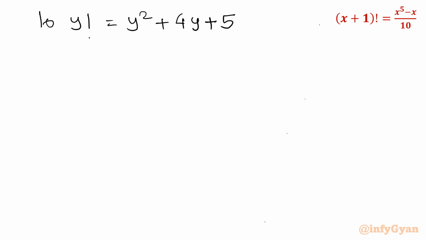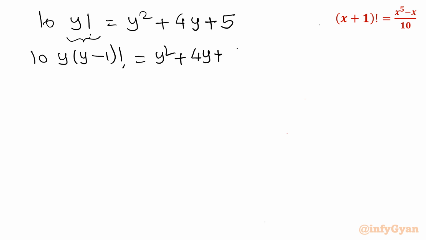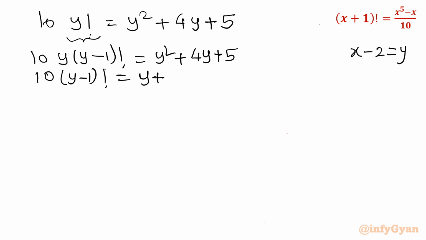Now I will use again the recursive formula in this place. So I will write 10 times y minus 1 factorial equal to y square plus 4y plus 5. Now divide both sides by y. y is not again the solution of this equation. x minus 2 equal to y was our substitution. Okay, so I am dividing by y. So 10 times y minus 1 factorial equal to y plus 4 plus 5 over y.